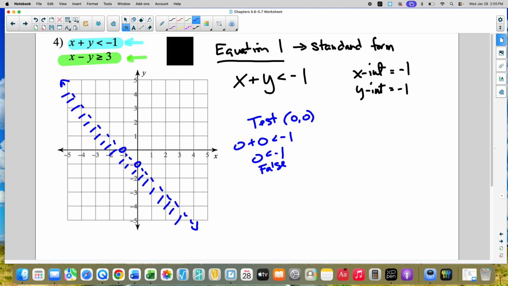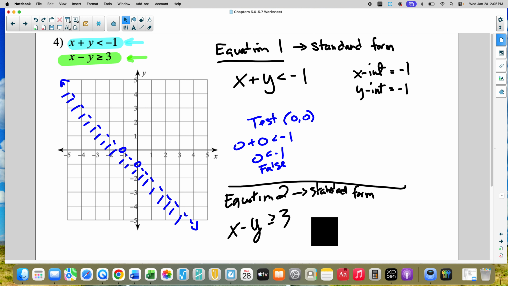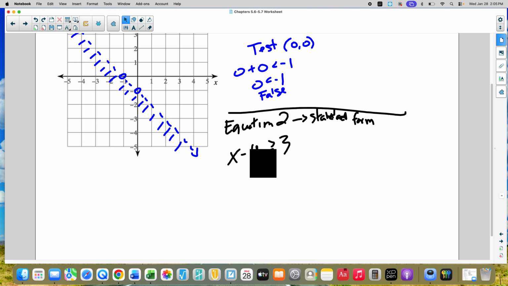Okay, and now I'm going to do equation number 2. I'm going to do the same thing. Equation number 2 is x minus y is greater than or equal to 3. That's in standard form also. Standard form, I know I'm going to find the intercepts and I'm going to use the cover up method. So I'm going to cover up my y and it says x is equal to 3. So my x-intercept is equal to 3.